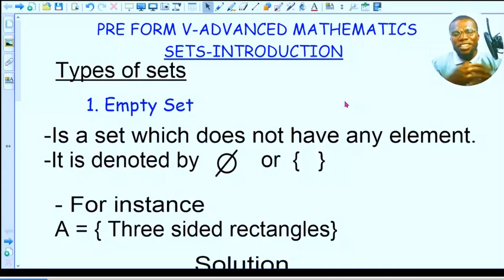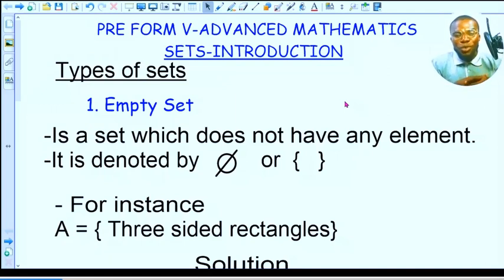Now for today, let us proceed. It's all about the types of a set. The first type is an empty set. We are saying that if there is a set containing no elements, that is an empty set. That means there is nothing inside the set.